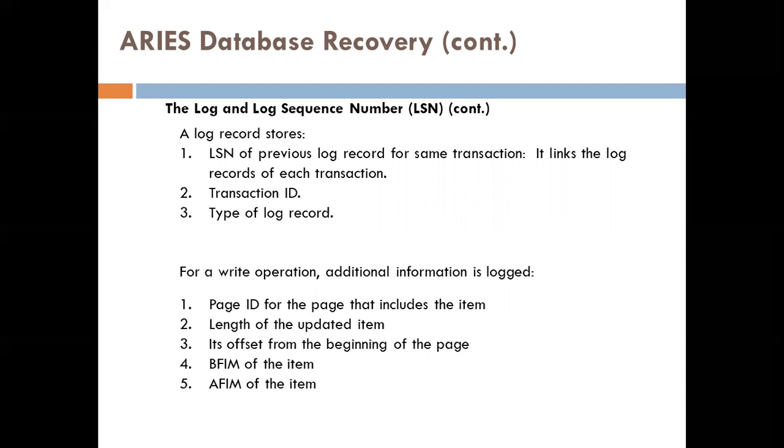The transaction ID is also mentioned in the log record, and the type of the log record will also be there, whether it is an update operation or insert operation or delete operation that is being performed in the transaction. For a write operation, additional information will be written. That is the page ID, the page that includes the data item, the length of the updated item, its offset from the beginning of the page, then the before image of the item and the after image of the item. That is the old value and new value. All these things are additionally stored for the write operation.